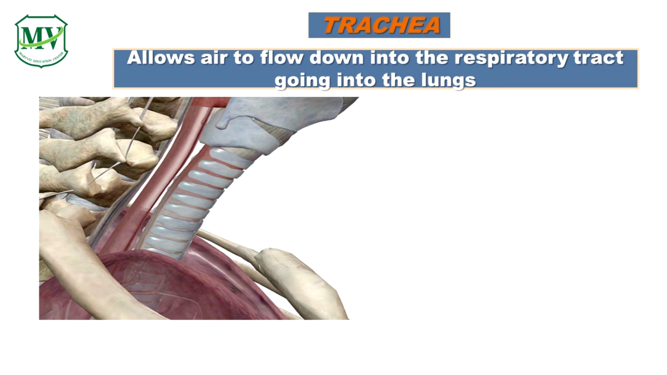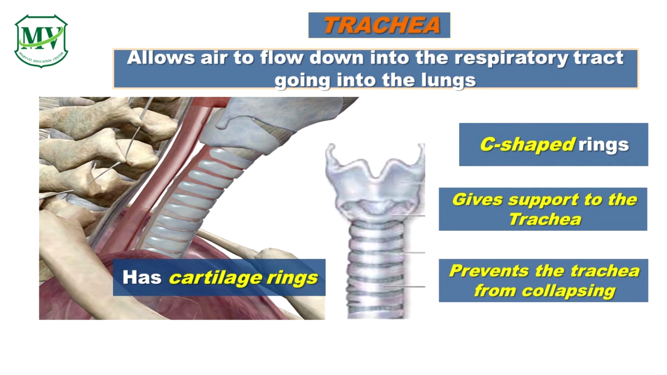The first part of the lower respiratory tract is the trachea. It is also known as the windpipe. It is a system of tubes that carries air down into the lungs. It helps moisten and warm the air while it passes into the lungs. The trachea is supported by specialized C-shaped cartilages, which prevents it from collapsing.